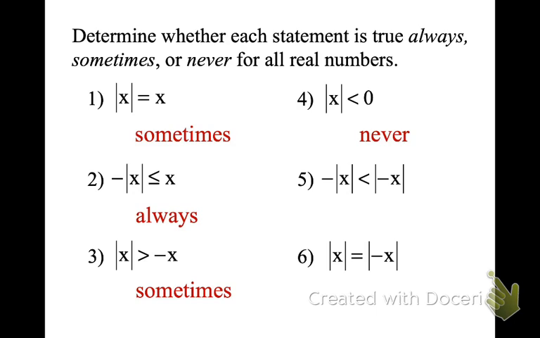Pause the recording. Let's go over number 5. For number 5, Carter. Sometimes. Sometimes. What works? Positive 1. That's correct, because it was a positive 1, then multiplied becomes a negative 1. Okay, does negative 1 work? Yes, negative 1.